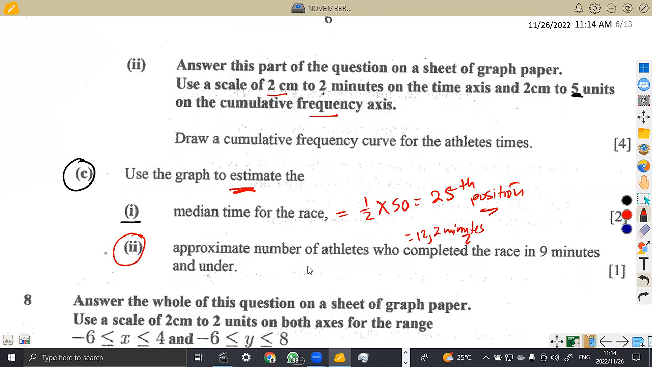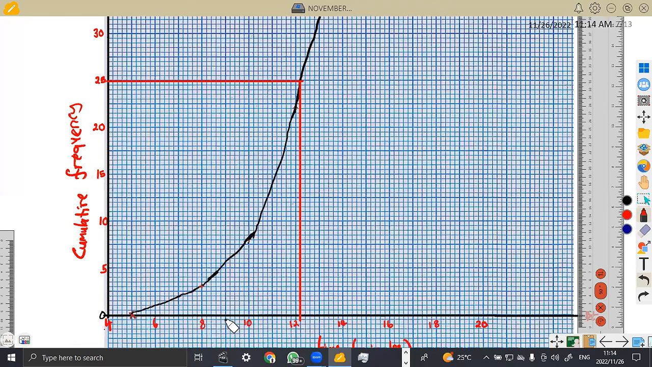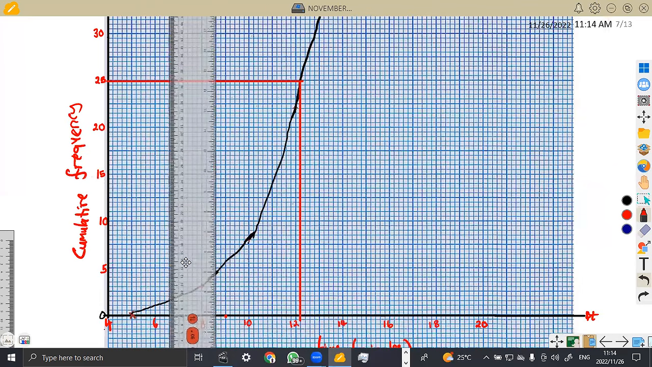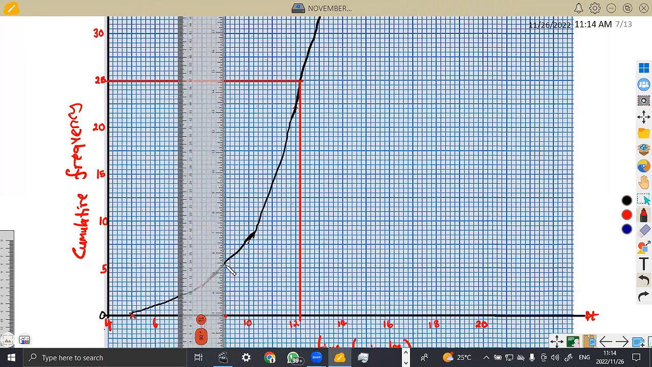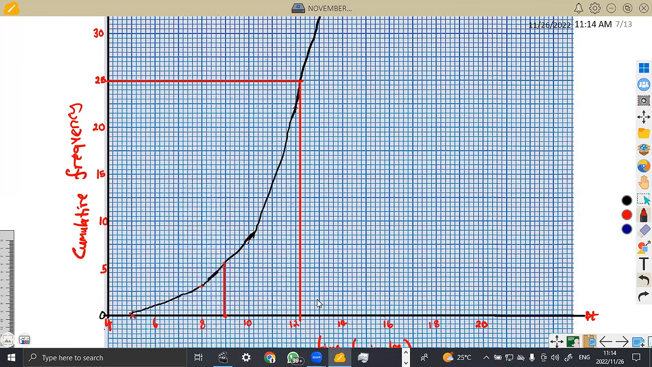Item 2: the approximate number of athletes who completed the race in 9 minutes and under. So we want the number who completed in 9 minutes and under. You just have to go to the graph time. Where do we have 9? It is somewhere here. This is 8 and this is 10, so 9 is definitely in between. You draw straight up, and then our answer is taken from the vertical axis.